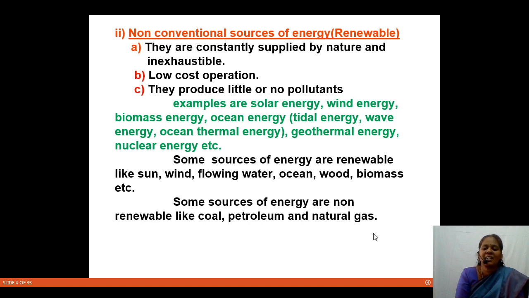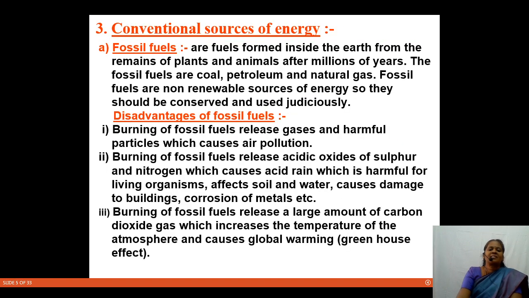Some sources of energy are renewable, like sun, wind, flowing water, ocean, biomass. Some sources of energy are non-renewable, like coal, petroleum and natural gas. Now, under the conventional source of energy, we have just discussed the examples, especially fossil fuels. So what is the importance, what are the uses and the disadvantages? That we will see. What is meant by fossil fuels?